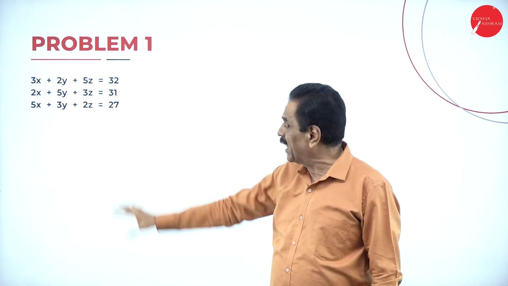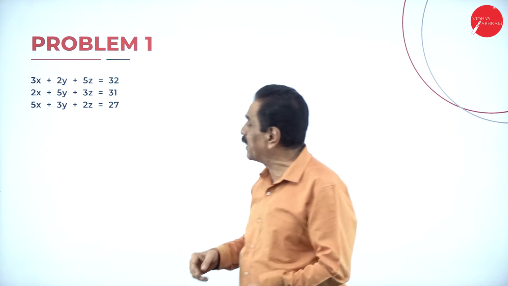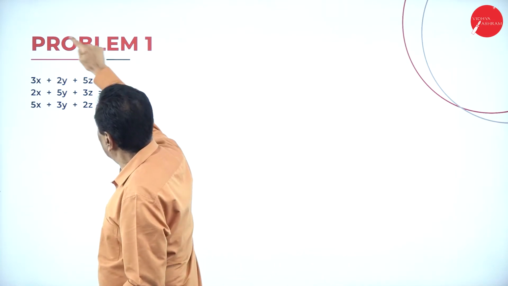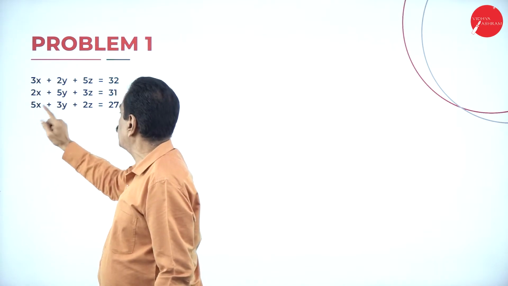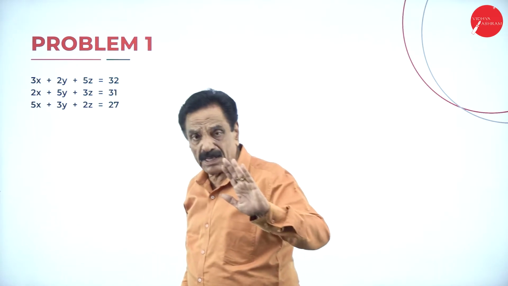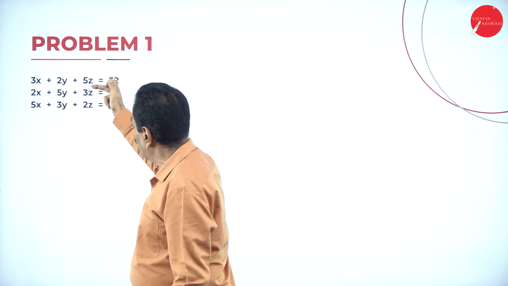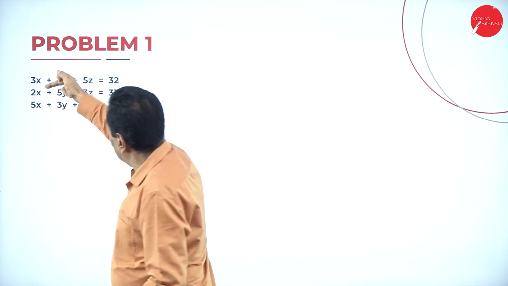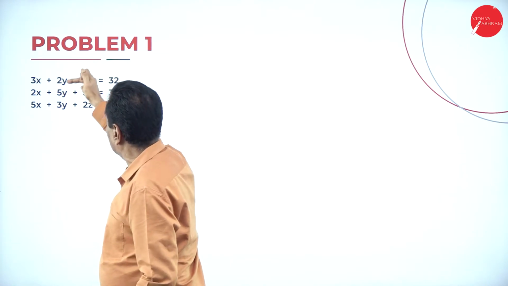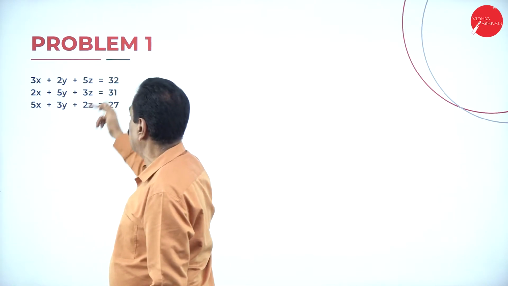Delta is considered as it is. Then we enter delta x. Here the x column numbers will be replaced by 32, 31, 27, and the second and third columns are retained the same: 2, 5, 3, 5, 3, 2. In the next, delta y, the first column is retained the same, and the second column is replaced by 32, 31, 27, with 5, 3.